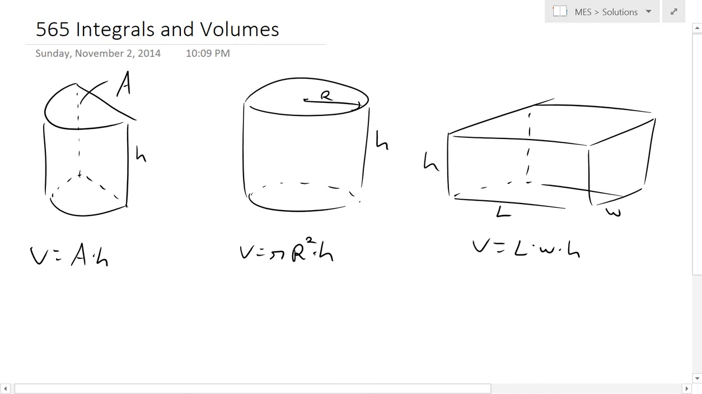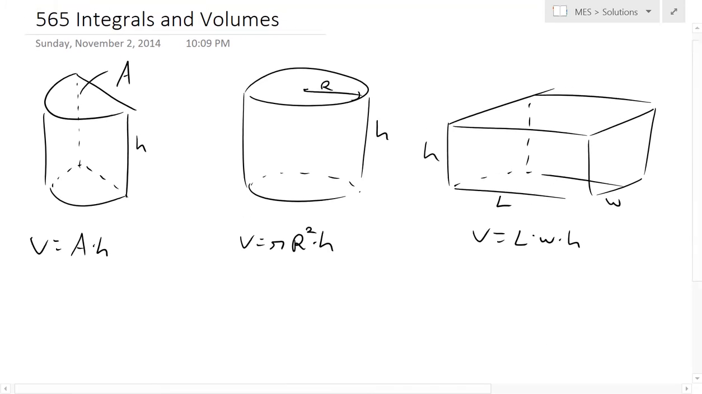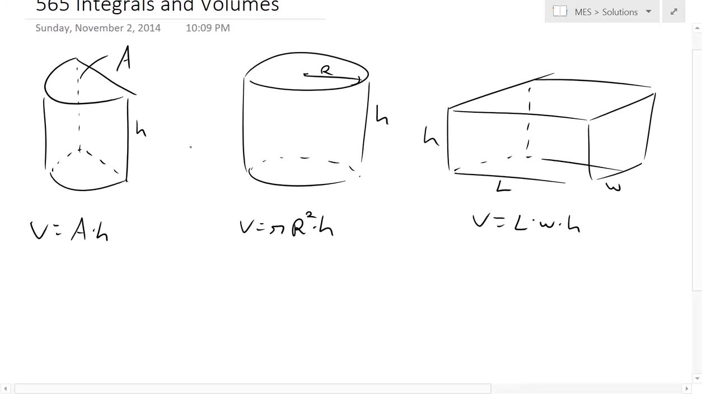Easy solution. We're going to discuss integrals and volumes and basically go over an introduction where we're going to define volumes using integrals. Basically, before we get to that, I just want to quickly go over these basic shapes to show you just how volumes are defined.